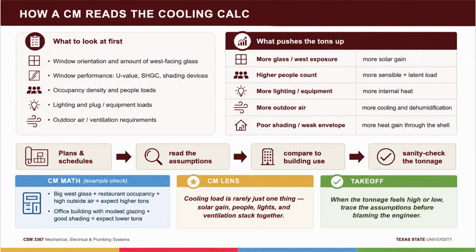2. Change management. Every one of today's load buckets is a change order trigger. Owner densifies the office layout. More people, more tons. Tenant adds a server room, dedicated cooling, new scope. Architect enlarges the west curtain wall in a design revision. SHGC, load, tonnage, duct, electrical. When a change touches people, glass, lights, equipment, or outdoor air, your antenna should go up. Has anyone told the mechanical engineer? That one question, asked early, has saved more schedules than any tool in the trailer.